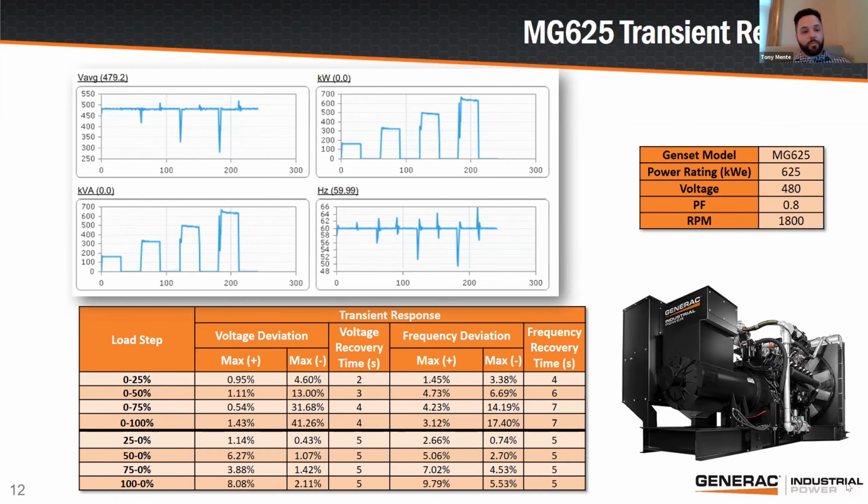So worst case scenario, you can see 0 to 100%. It has a pretty significant voltage and frequency dip, but then it's fully recovered and back stable in less than 7 seconds. So again, very robust machines with, we'll say, diesel-like transient performance that you normally don't see out of a gaseous fueled engine.